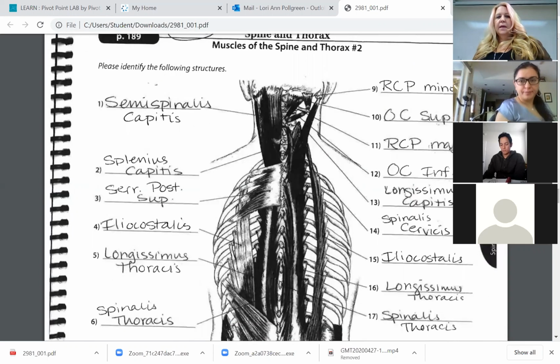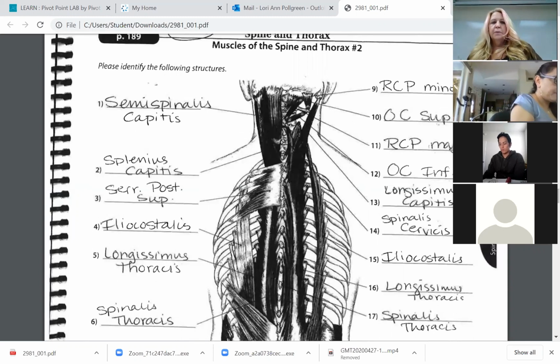All right, 9, we're getting into some of our suboccipitals here. We have our rectus capitis posterior minor. And remember, the minor's above the major, right? And then number 10 is pointing into the oblique muscle, and that is our oblique capitis superior. So remember, we're going to look for those attaching to the head when they say capitis. 11 is our rectus capitis posterior major. And then 12 is our oblique capitis inferior.